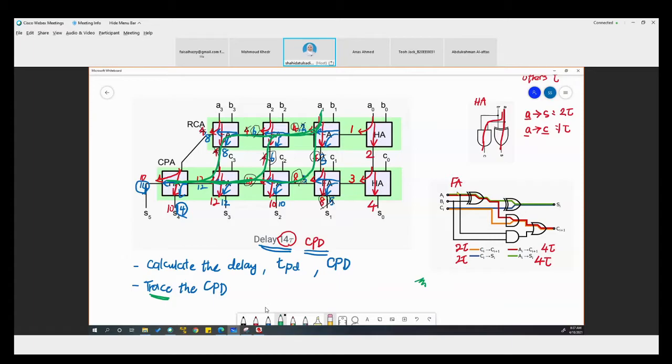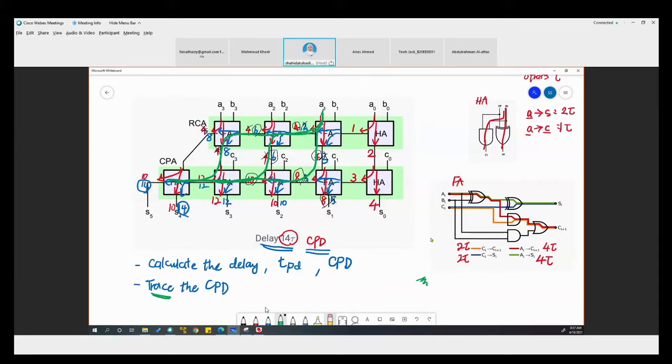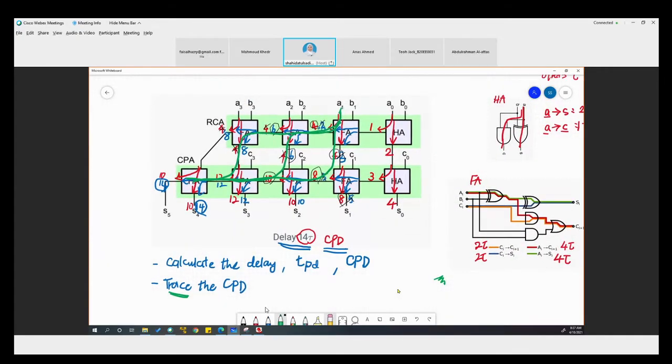Okay, but thank you, doctor. If you ask me during the test, I would just say draw all 3. That will be my answer, right? I mean draw all paths. All right, so that is how we calculate the CPD and trace the path.